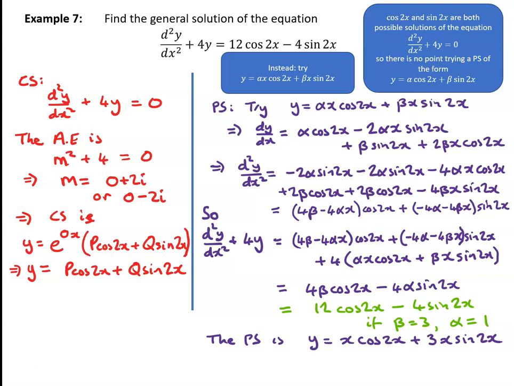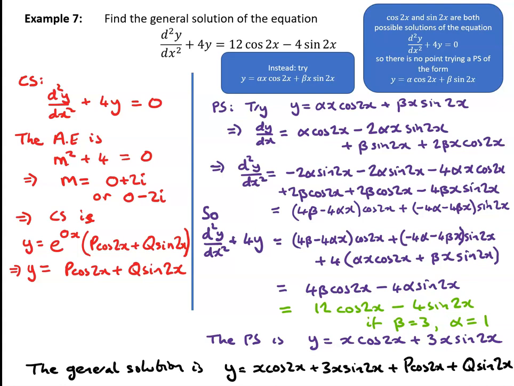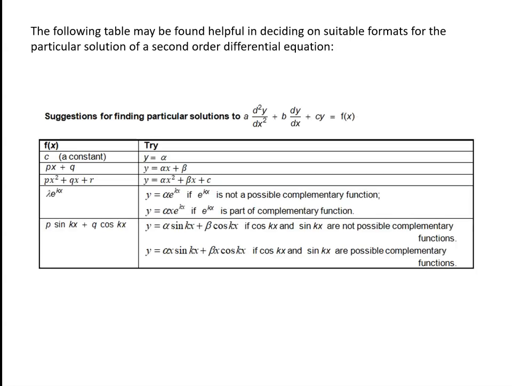So the general solution of this differential equation is y equals x cos 2x plus 3x sine 2x plus p cos 2x plus q sine 2x. That's a pretty nasty example, but it is fortunately the final example in this video. You may find this table useful when you're trying to make decisions about what to use as your particular solution.